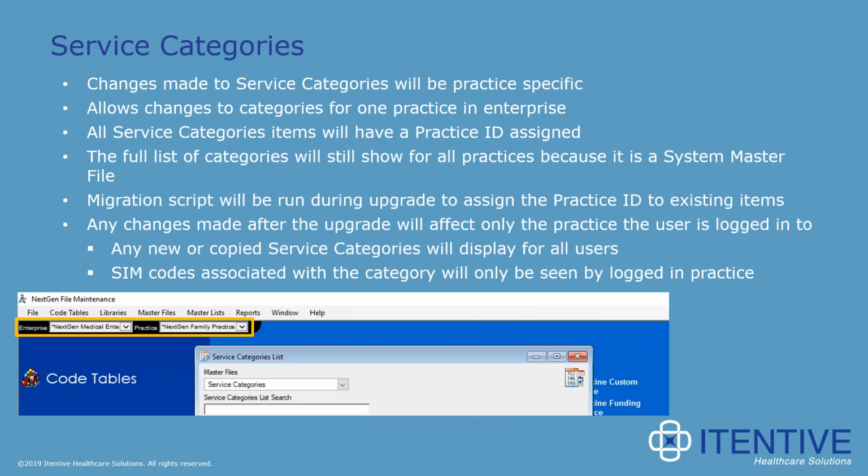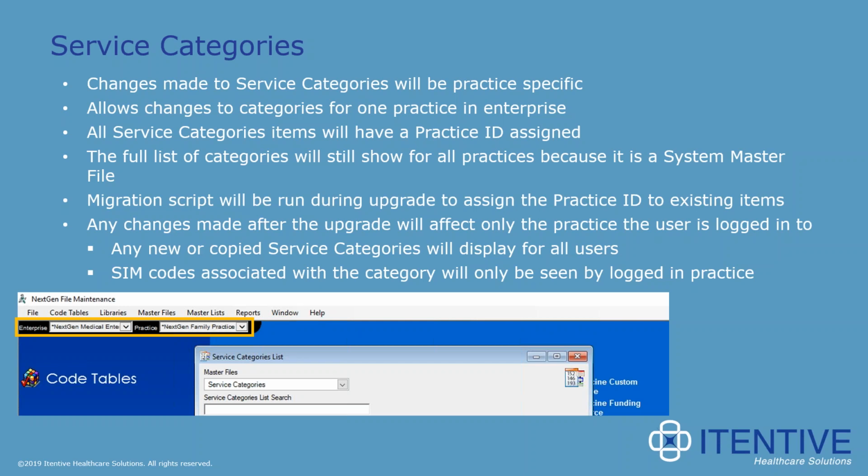And there are some changes with service categories. Basically, any changes made to a service category will now be based on the logged in practice. This allows changes to categories for one practice in an enterprise. So all service categories items will now have a practice ID assigned. The full list of categories will still show for all practices since it is a system master file. Individual items within the category will be based on the practice that added them.